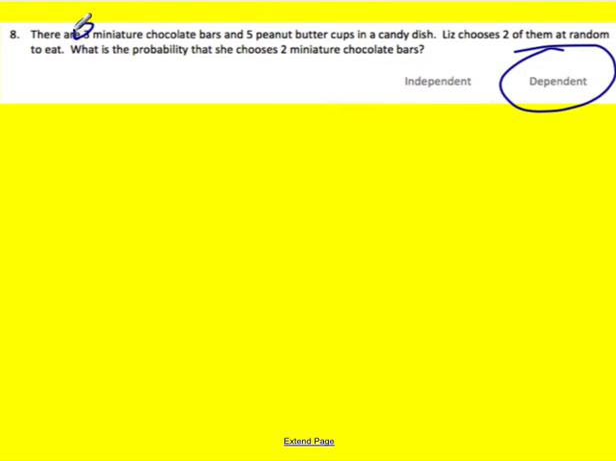So we have 3 plus 5. So there's 8 total candies in the dish, and 3 of them are miniature chocolate bars. So she takes one out and she eats it. That means there's only 7 left in the dish, and only 2 of them are miniature chocolate bars.